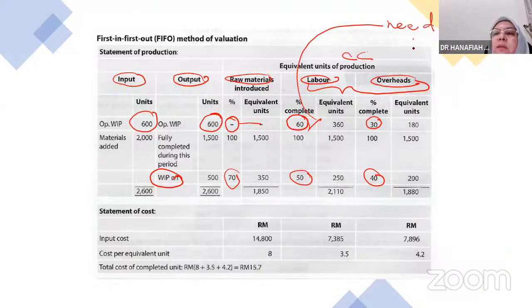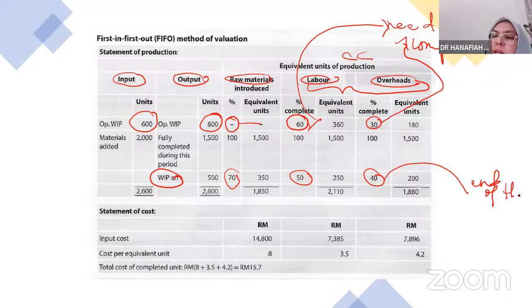that need to be completed. It is the same for this. Need to be completed. Need to be completed. And this one, at the end of the month, the percentage completed, the percentage completed as at 30th April.